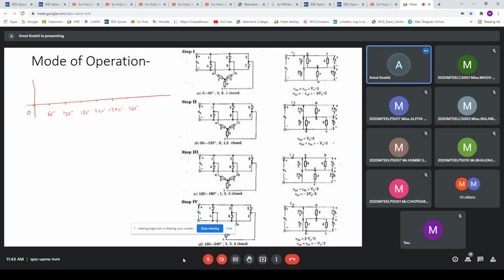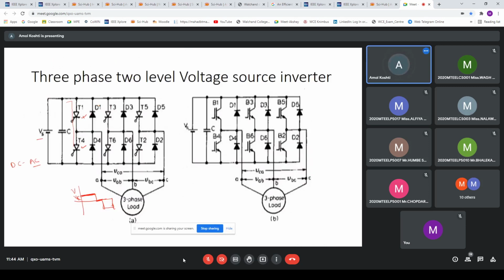In AC we already know, when we study the three-phase system, that a three-phase system is always a symmetric system. There is a phase difference of 120 degrees between any two phases. Similarly, we have to follow that here. In this circuitry, if you see, there is a phase difference of 180 degrees between the two switches from the same leg.